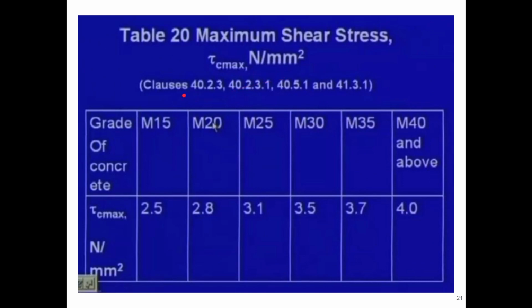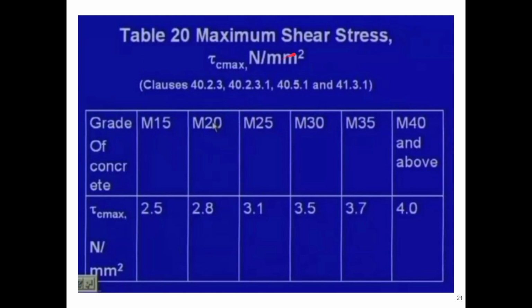Similarly, the maximum shear stress in the beam that can be possible, even after providing stirrups and everything. So this is the tau c max value. This is the maximum possible shear stress an RCC beam can take. These are the values for the different grades of concrete.